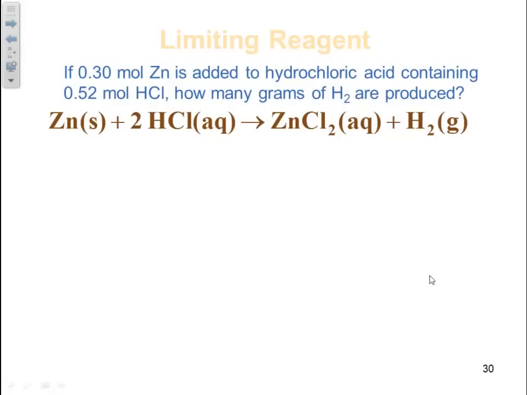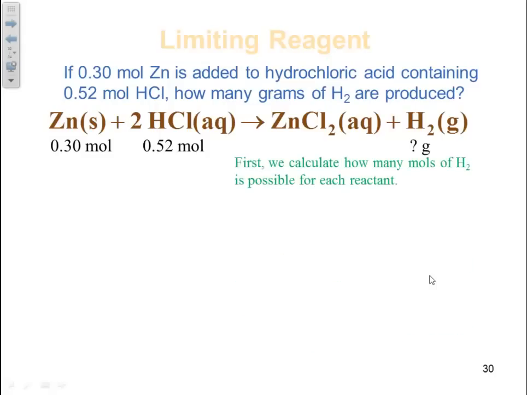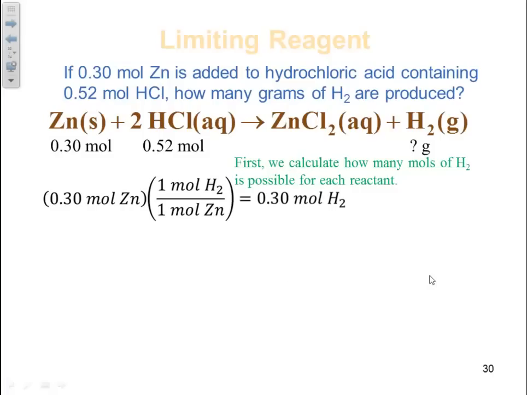Let's look at this example. If 0.3 moles of zinc is added to hydrochloric acid containing 0.52 moles of HCl, how many grams of H2 are produced? So in essence, I know I got 0.3 moles of one reactant and 0.52 moles of the other. I want to know which one of these is going to run out because the one that runs out first is going to dictate how much product can be formed. So first we must calculate how many moles of H2 is possible for each reactant. First off, I got my 0.3 moles of zinc, and I know I got a 1-to-1 mole ratio between H2 and zinc from my balanced equation. That tells me I can form 0.3 moles of hydrogen. The moles of zinc cancel.